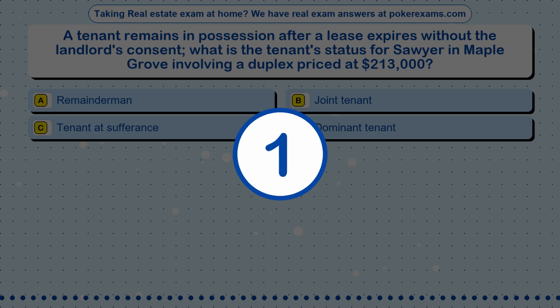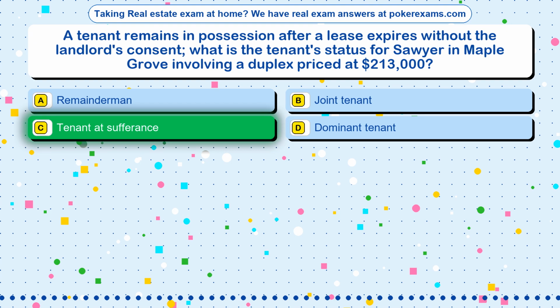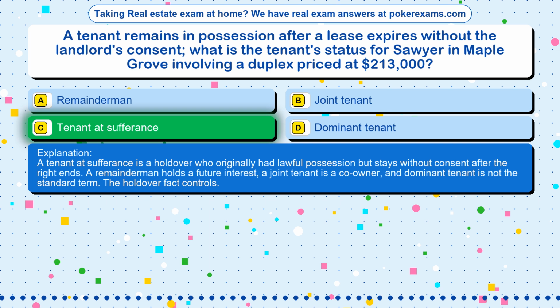The correct answer is option C. Tenant at sufferance. A tenant at sufferance is a holdover who originally had lawful possession but stays without consent after the right ends. A remainderman holds a future interest, a joint tenant is a co-owner, and dominant tenant is not the standard term. The holdover fact controls.